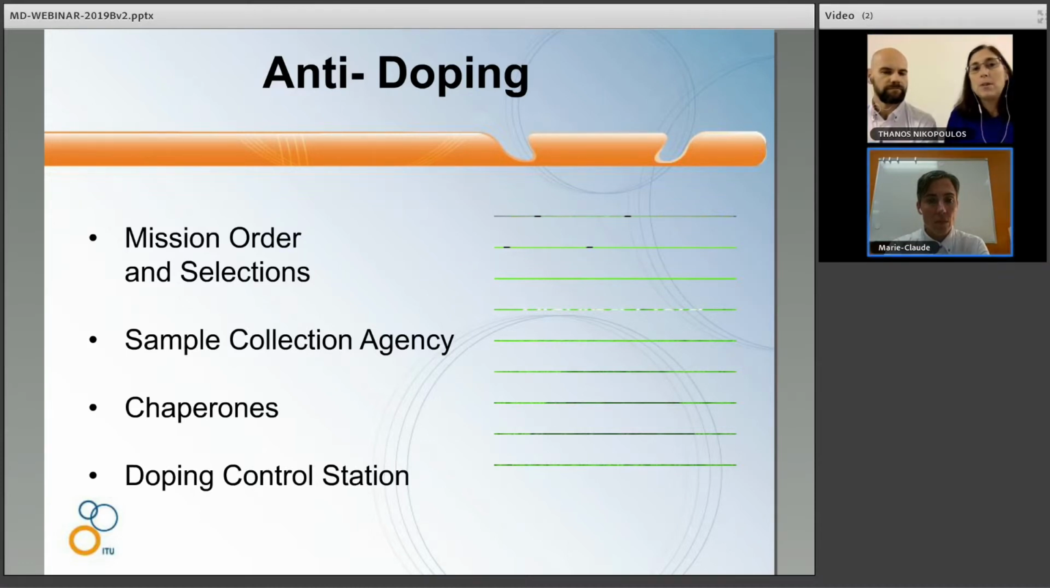It's really important that we find out who the sample collection agency is so that we can communicate the mission order to them. We need to know who is going to be providing the chaperones: whether the sample collection agency will bring in their own chaperones, or the organizing committee has to supply the chaperones. As the medical delegate, if I'm not on site, then you'll have to check out the doping control station with the technical delegate, find out where it is, and make sure that it's adequate and has the privacy and the space that we need, and it's wheelchair accessible and suitable for testing para triathletes as well.